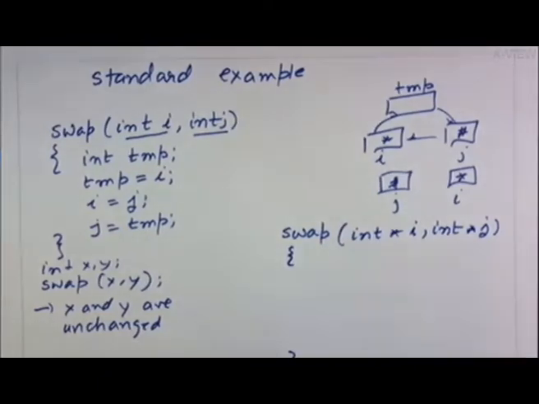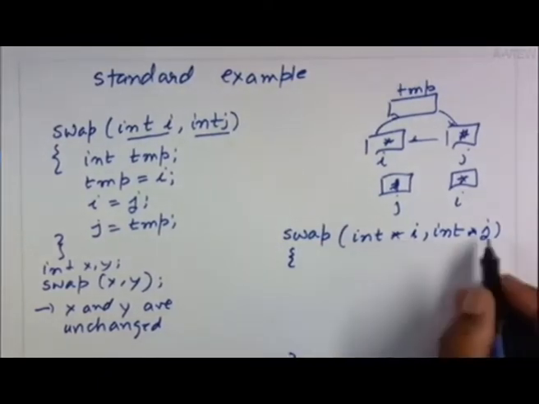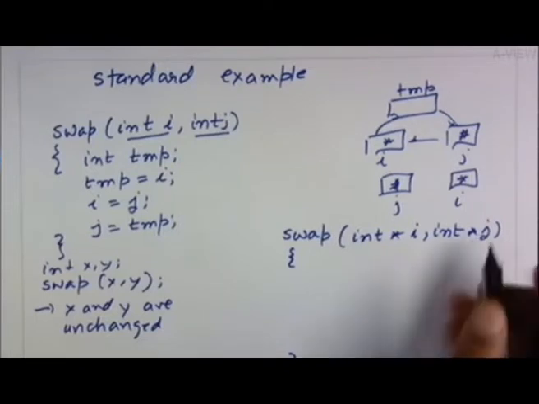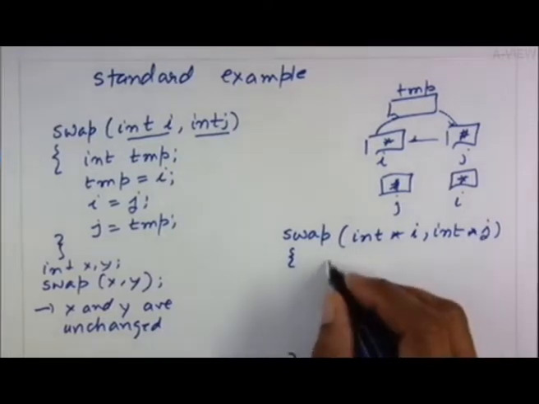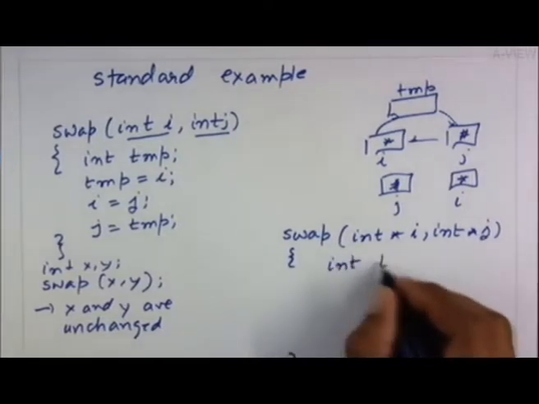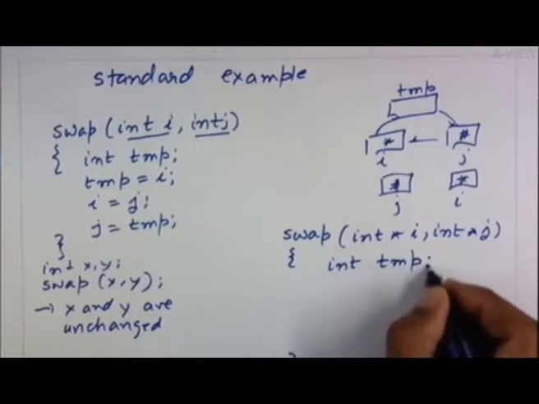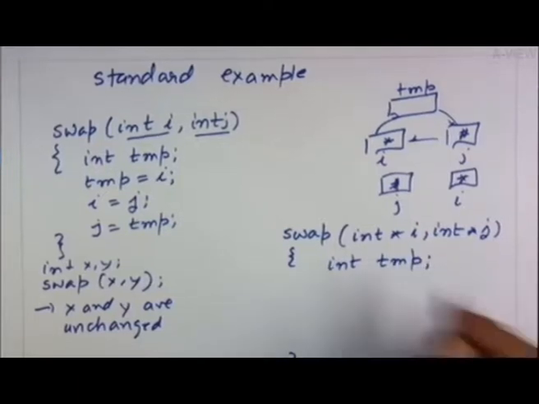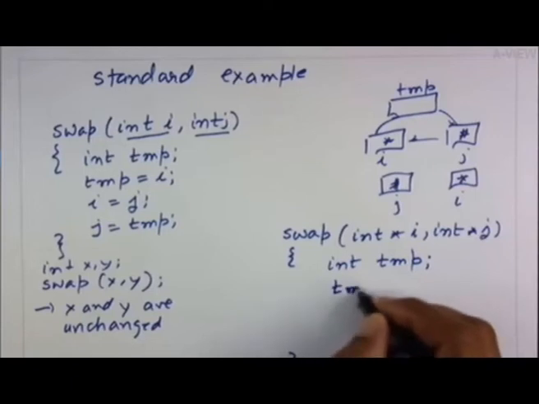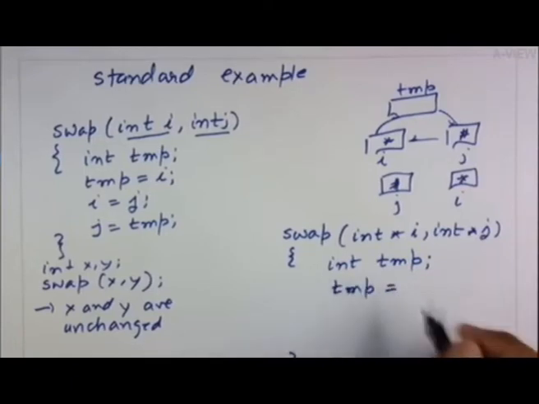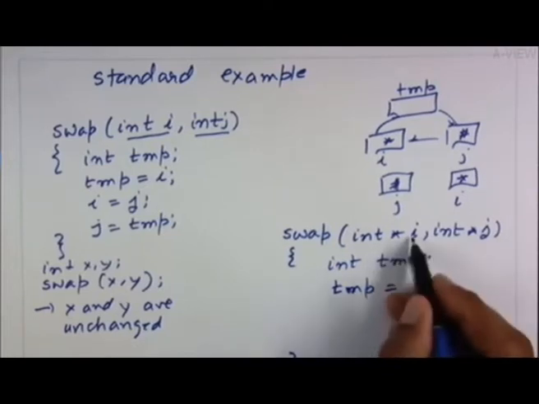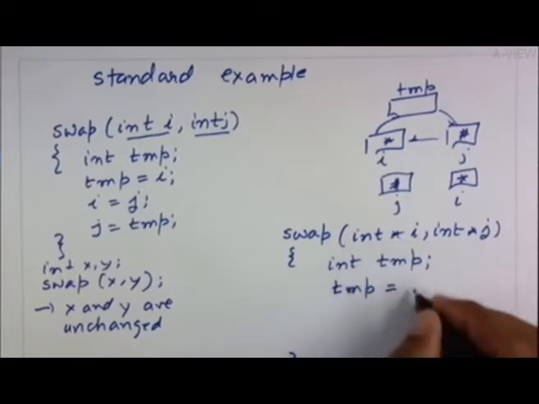So I now take physically two pointers of two values. What do I do? I can use a TMP again, a temporary place. Now what do I do with TMP? I want to hold a value. So in TMP I can put the value of I. How do I do that? I basically take I, which is int star, and put star I.